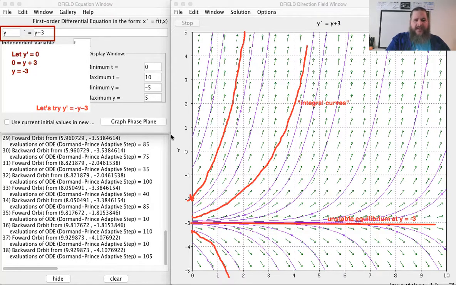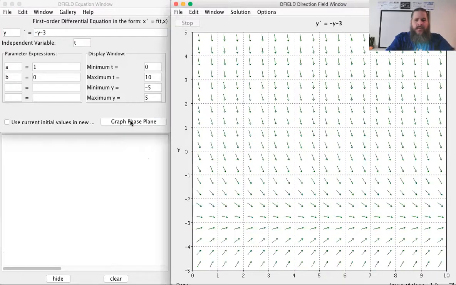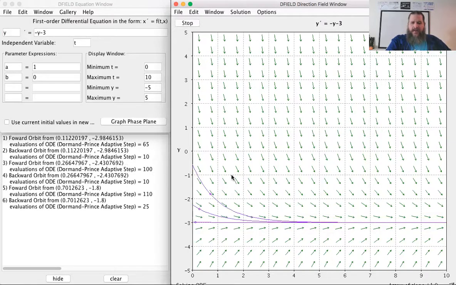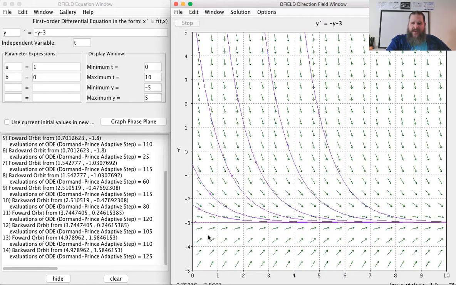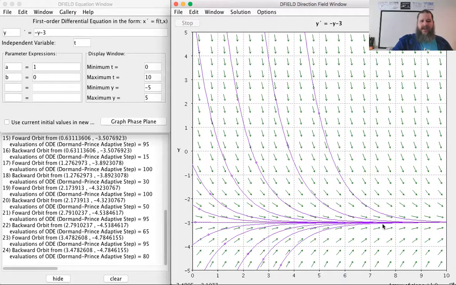But let's see what happens if we make that modification. If we change this to y prime equals negative y minus 3, what do you notice about the arrows here? I see. Now they're all moving towards negative 3. Right. So we still have negative 3 as an equilibrium solution, but all the other solutions, no matter what the initial value is, are approaching negative 3. So we would say this is a stable equilibrium at y equals negative 3.